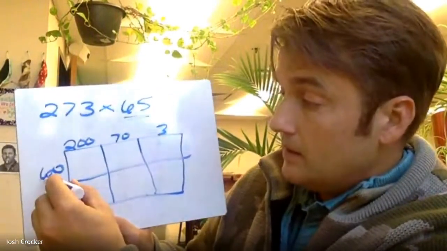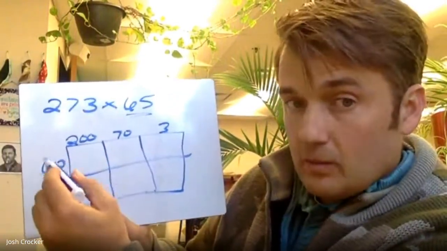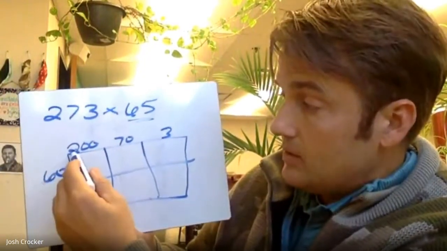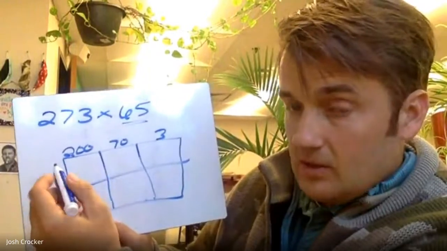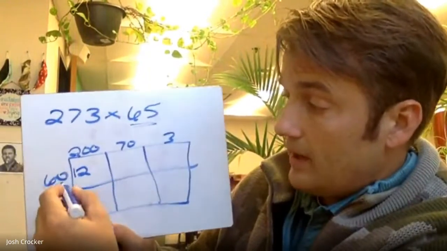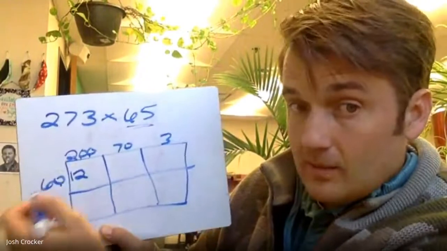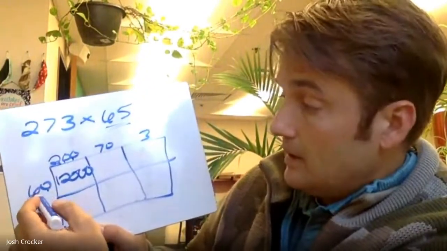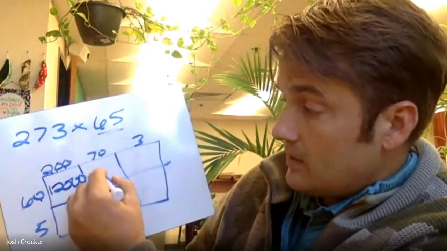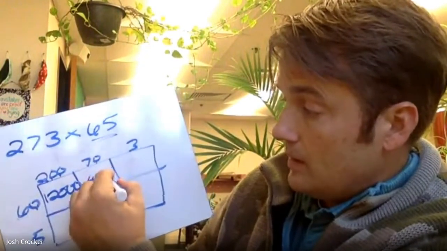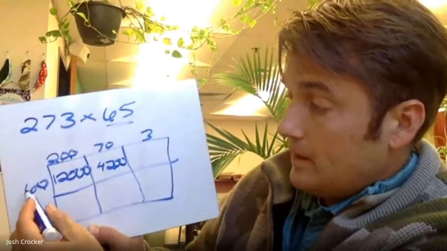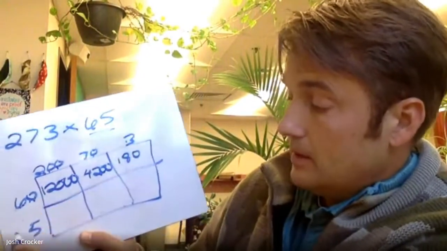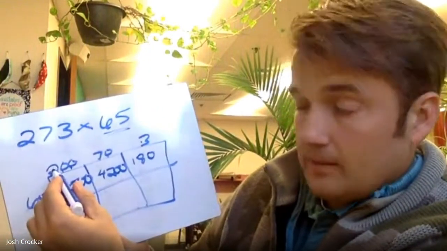Then you multiply the boxes. Well, you multiply the numbers that meet in the boxes. So 60 times 200, the basic fact is 6 times 2, that's 12. And now I have 1, 2, 3 zeros. 12,000. 60 times 70. 6 times 7 is 42. 2 zeros. 6 times 3 is 18. 1 zero.